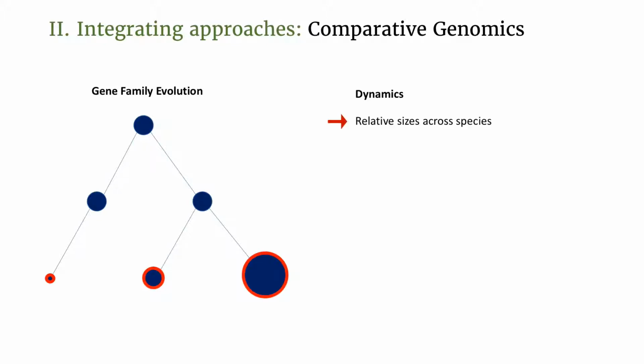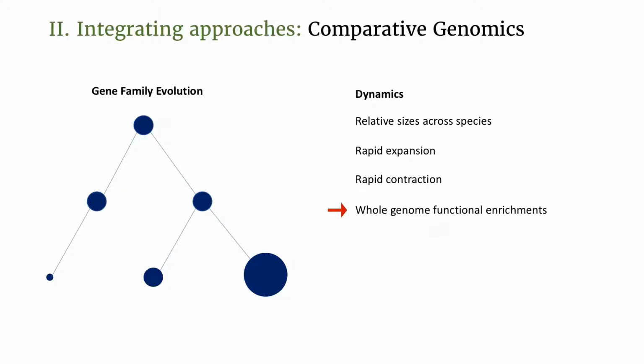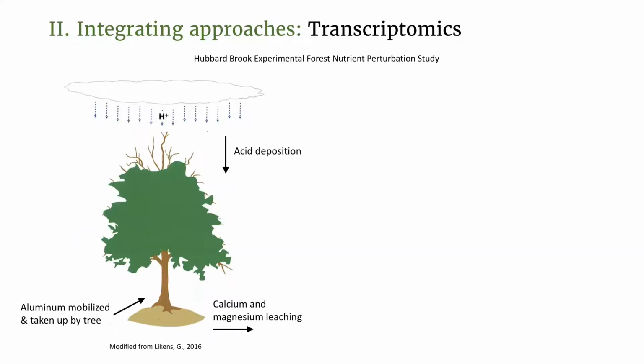We can look at relative sizes across species, rapid expansion in the most recent branch, and rapid contraction. And by assigning functions to these gene families, we can determine enrichment across the whole genome and also focus on specific functions of interest. The second set of data was transcriptomic and only for Saccharum.